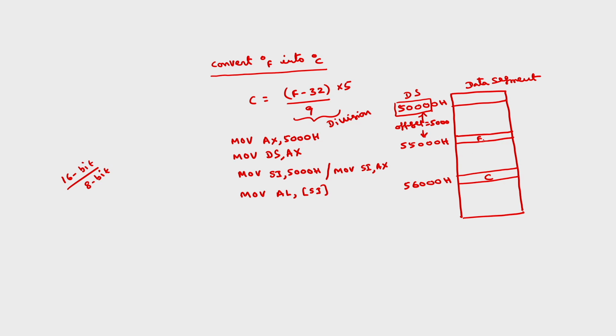But here this Fahrenheit value is only 8 bit. Okay. So the numerator should be 16 bit, denominator can be 8 bit. So before subtracting the 32, what I will do is I will convert byte into word. This is sign extension. Now AL will be having a word. The sign bit of AL will be copied onto AH and this becomes AX. AX will contain now the F value.